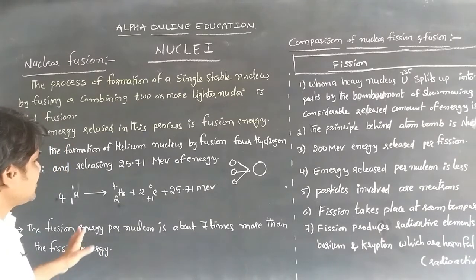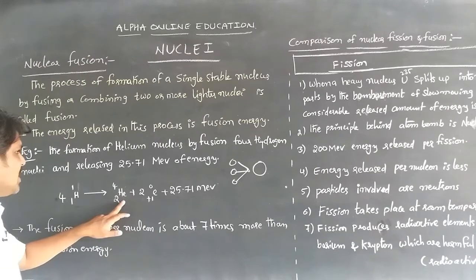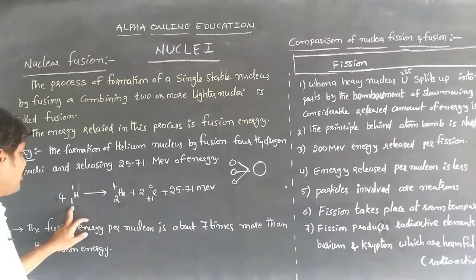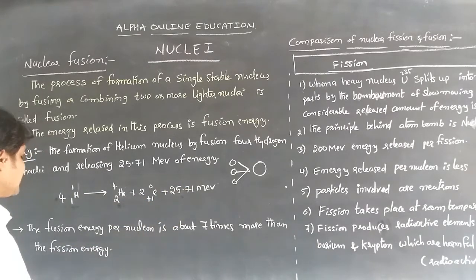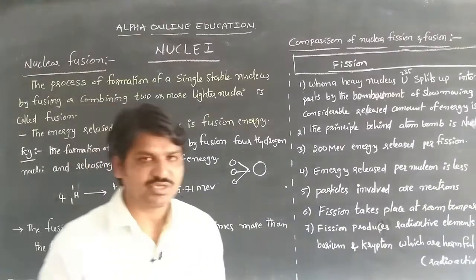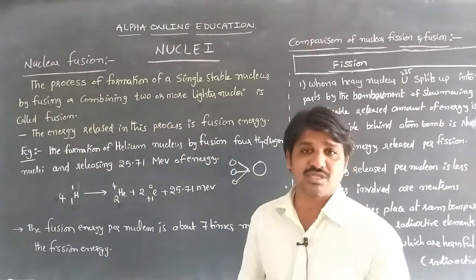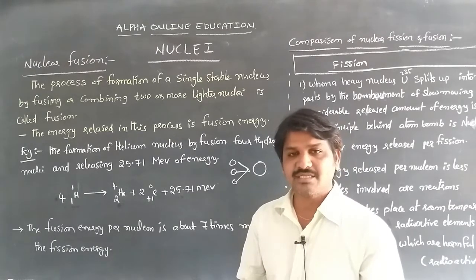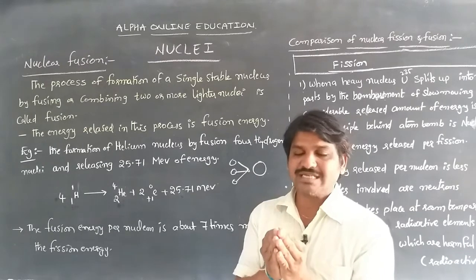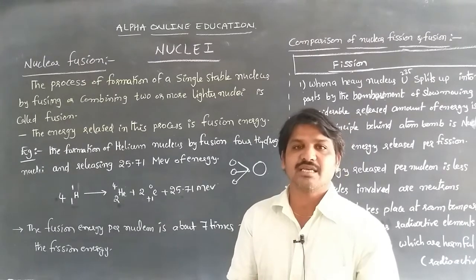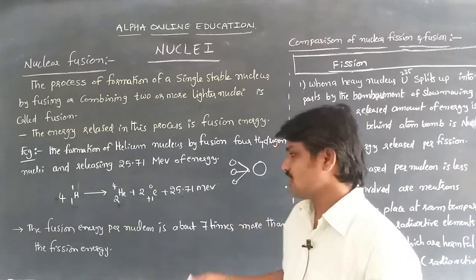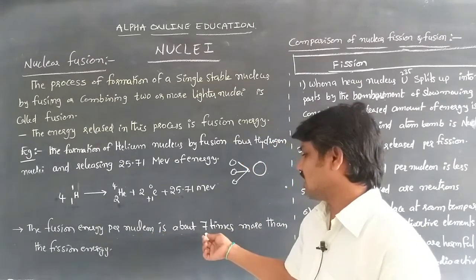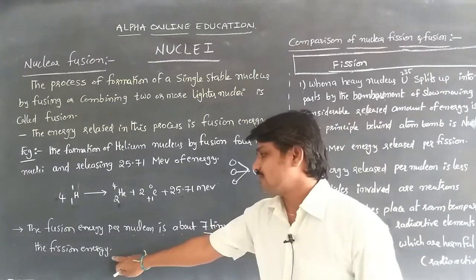That is, the formation of a helium nucleus by fusion of 4 hydrogen nuclei, releasing 25.71 mega electron volts of energy. So we can say that the energy released in the fusion process is 7 times more than the energy released in the fission process. When a nucleus splits into small-mass nuclei, the energy released is less than when small-mass nuclei combine to form a heavy stable nucleus. So the fusion energy per nucleon is about 7 times more than the fission energy.